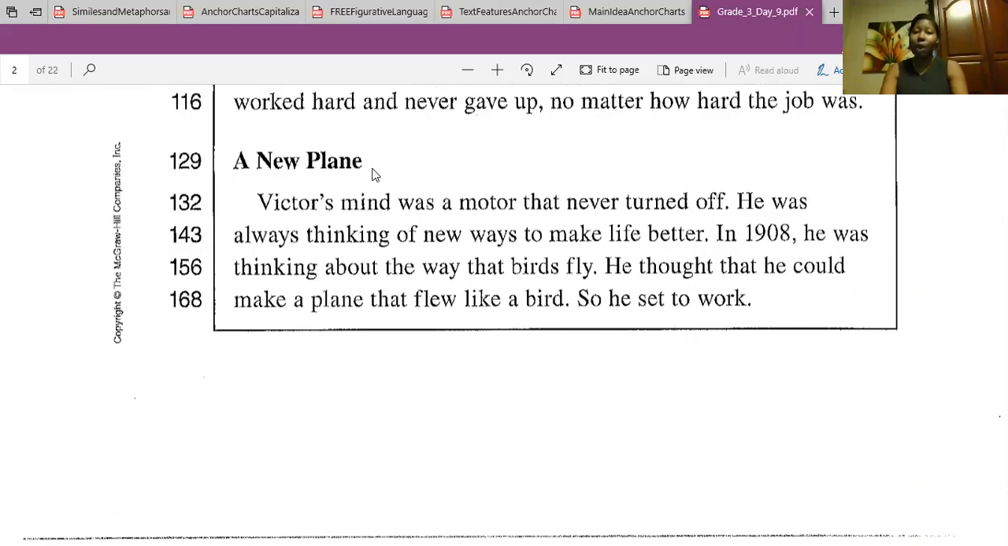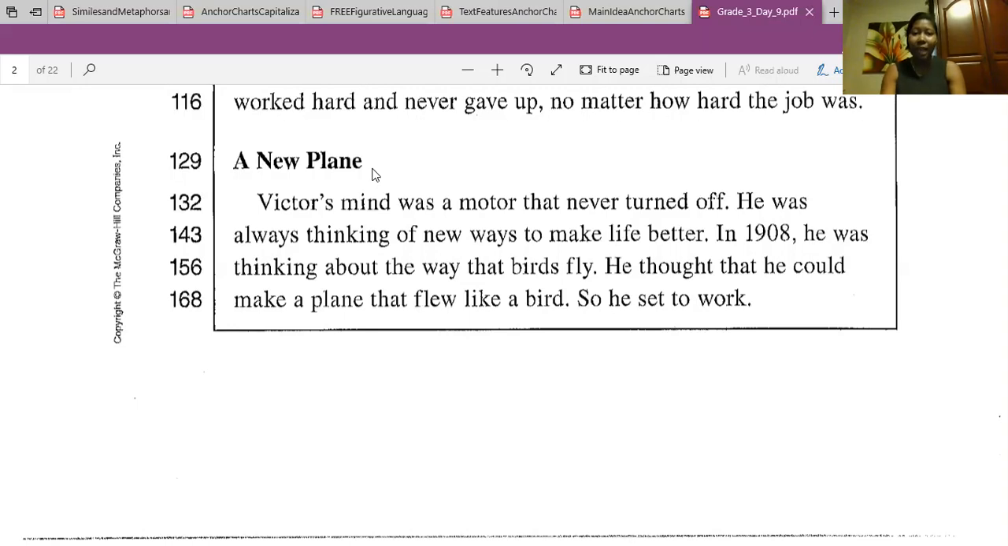Victor's mind was a motor that never turned off. A motor that never turned off. That sounds like an example of figurative language. Was his head really a motor? Did he have to oil it? And it never turned off? Did he have an off switch? No. What does that mean then?